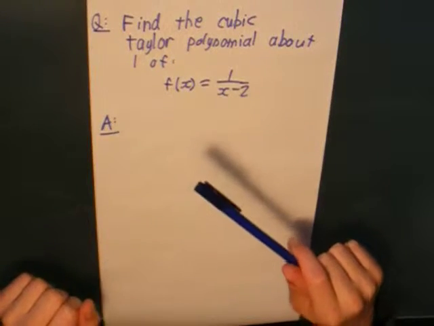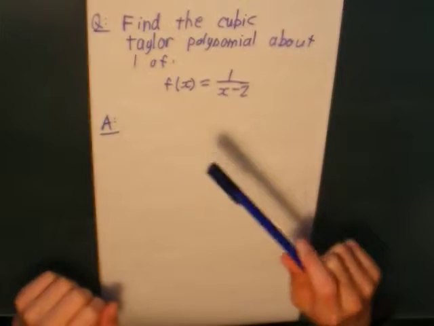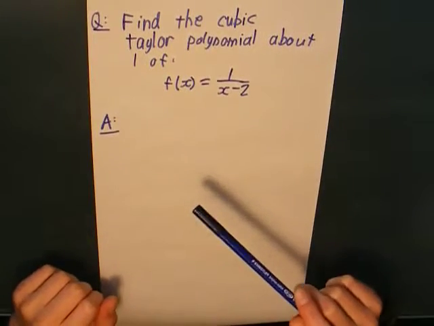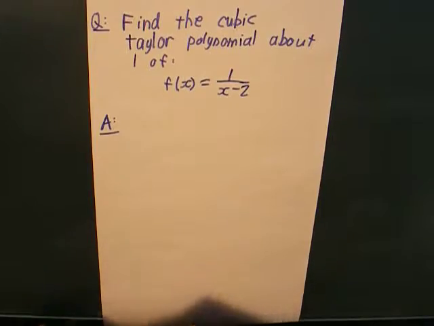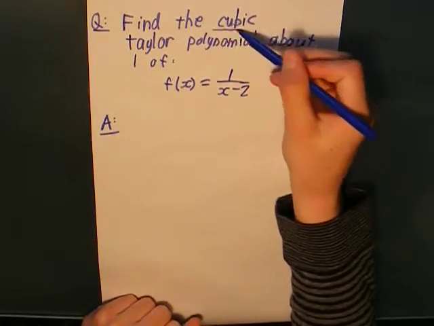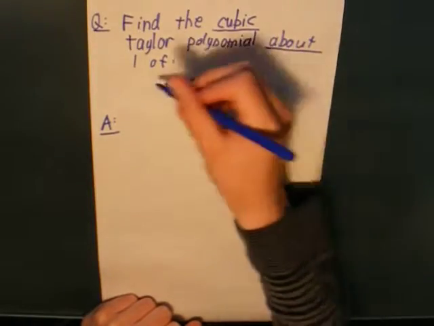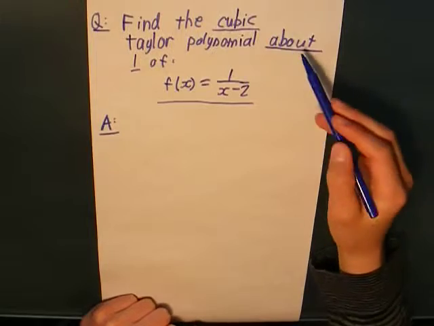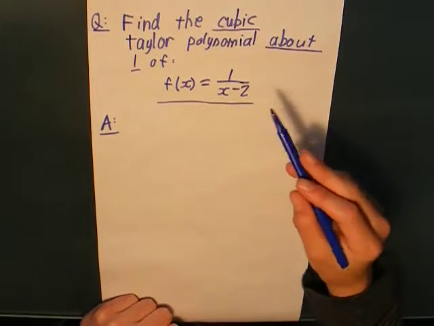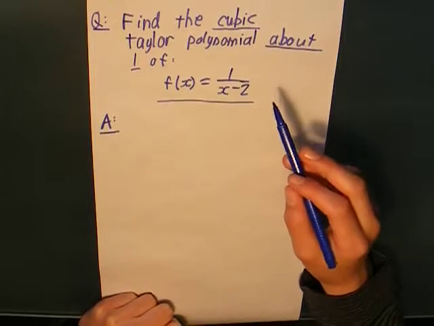So in this video I'm going to be teaching you how to find a Taylor polynomial. If you look here, you can see I've been asked to find a cubic. There are some keywords in this section. I've been asked to find a cubic Taylor polynomial about 1. Now these are the key bits of information that you need to solve. Now cubic means degree 3.